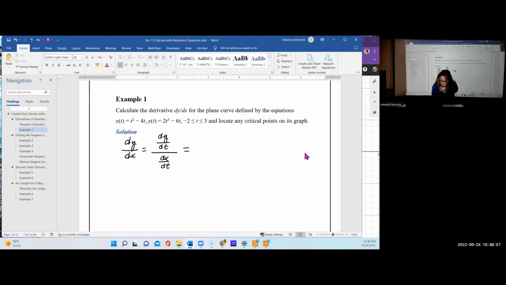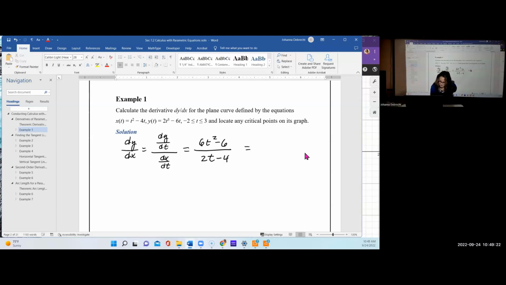I know you think, well, that's too easy. Well, this is not as hard as series. So hopefully you'll enjoy this section. So we get 6t squared minus 6, divided by, and then we want to do dx/dt. Well, x of t is t squared minus 4t. So we just take the first derivative with respect to t, and we get 2t minus 4.